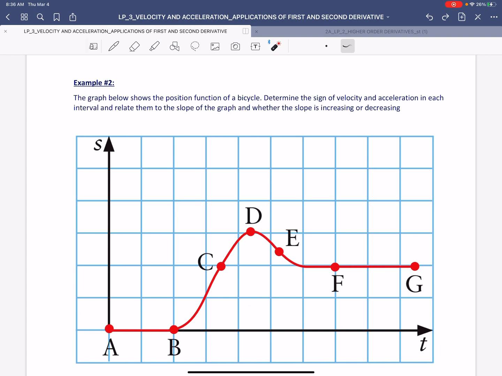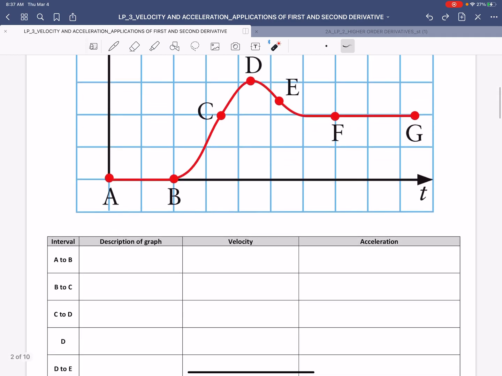The graph that you see represents a relationship between position and time. And the red line describes the motion of a bicycle. So we have to find the velocity and acceleration, and we have to describe the graph and what it means to the motion of the bicycle based on the shape of it. So we're going to look at specific intervals as we go over analyzing the whole motion.